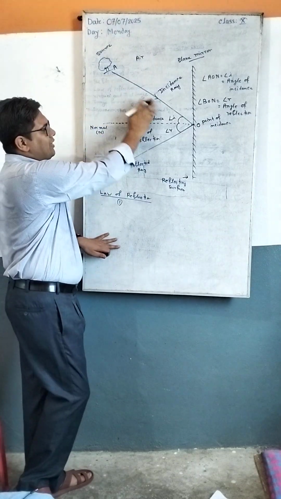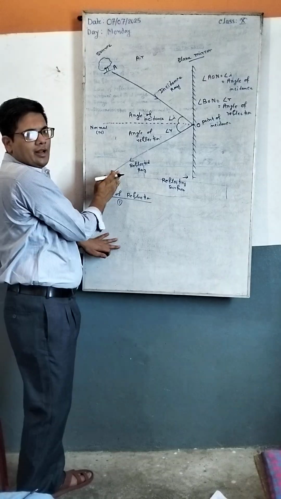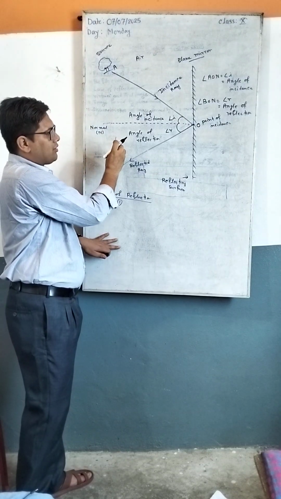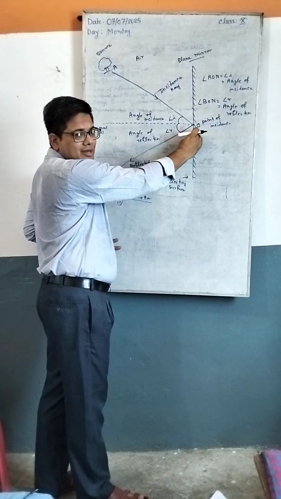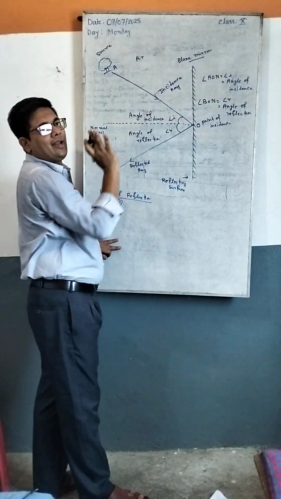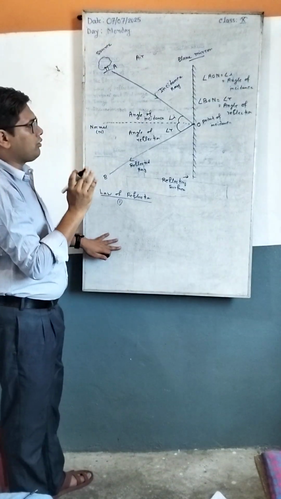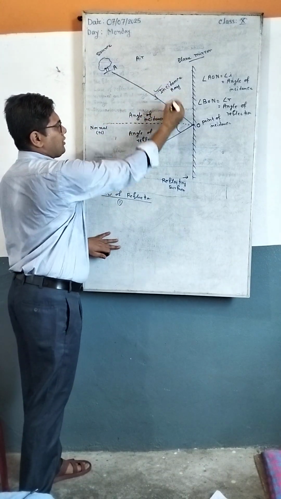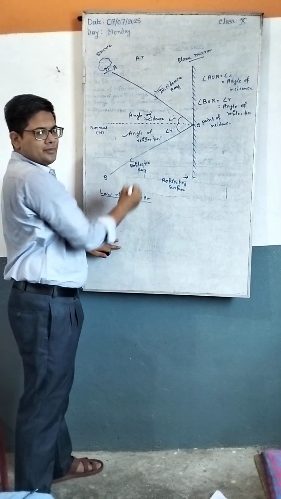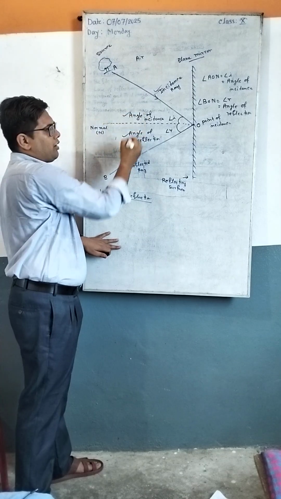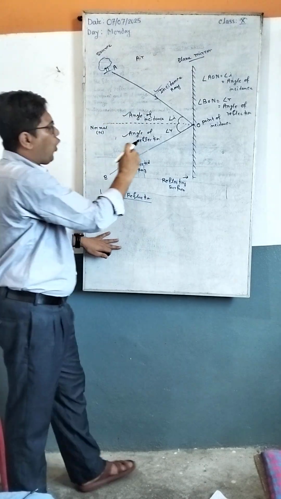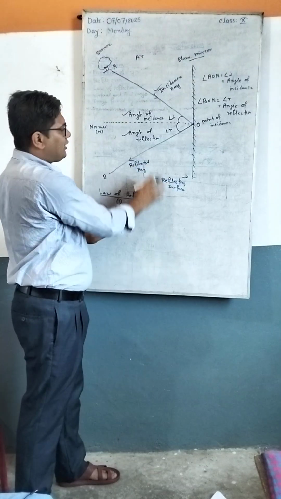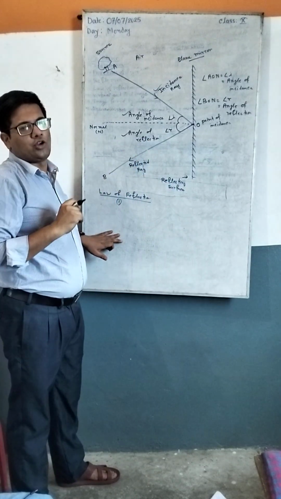The incident ray, reflected ray, and normal lie at the point of incidence in the same plane. It is a law of reflection, the first law.